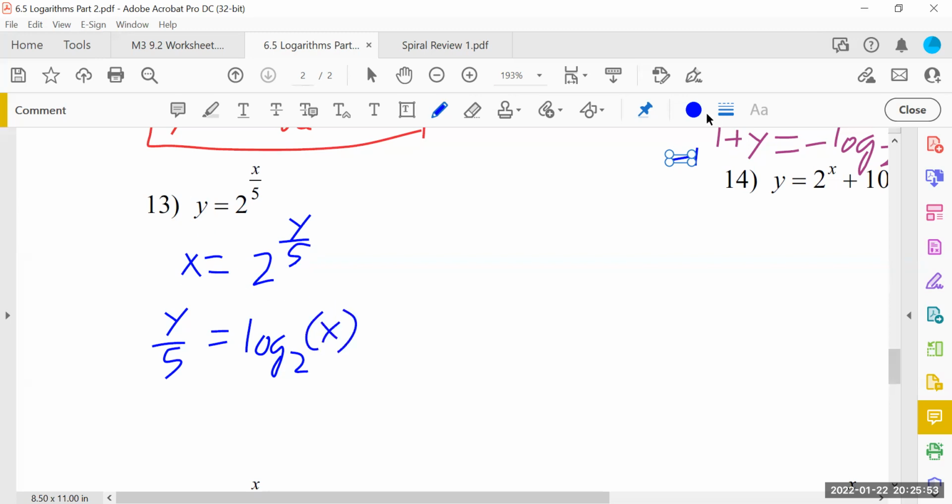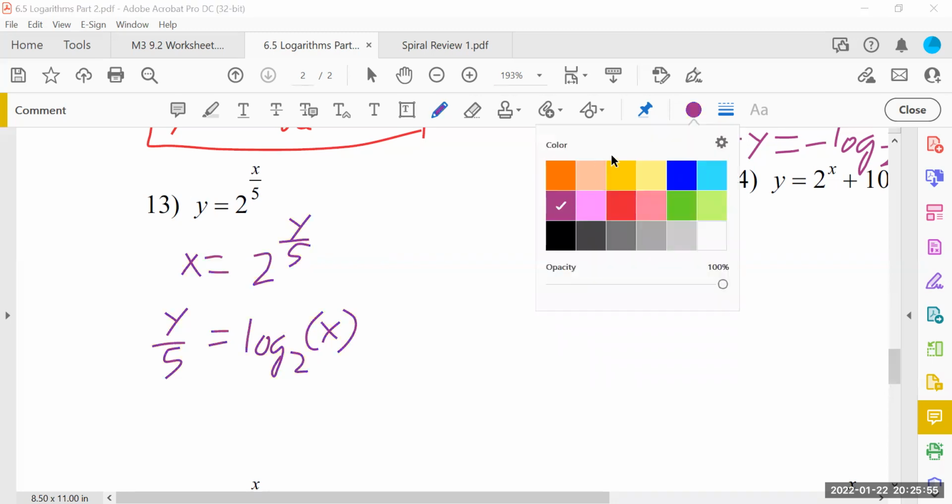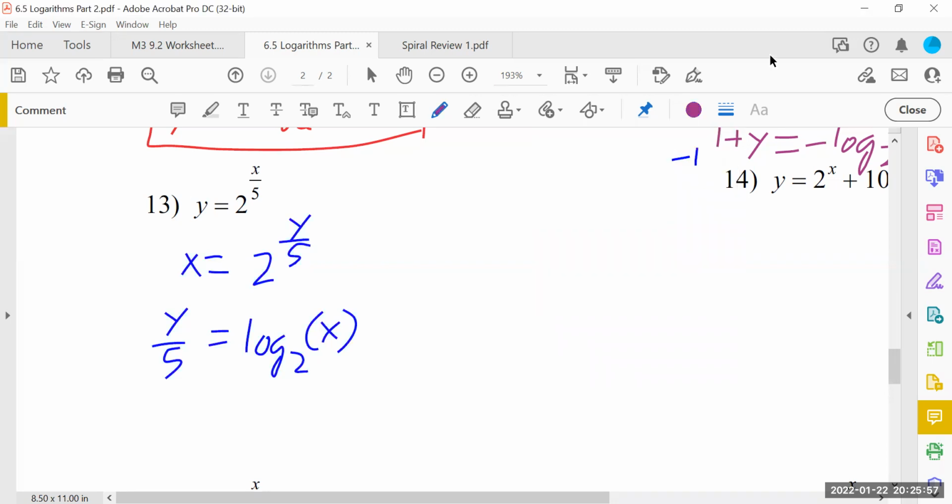Now this one, I've got to get y by itself. I've got one extra step here. I need to multiply both sides by 5 to get rid of that. So I have y is equal to, really, we typically put the 5 out in front, 5 log base 2 of x.